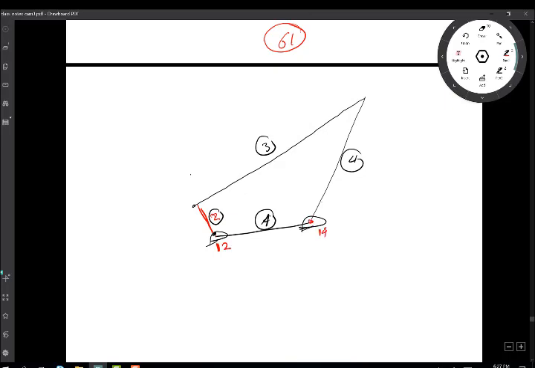I put 1, 4 on it. This is a fixed pole for those links, and this here is 3, 4, and this one is 2, 4. That's 2, 3. Sorry, that's common between 2 and 3.